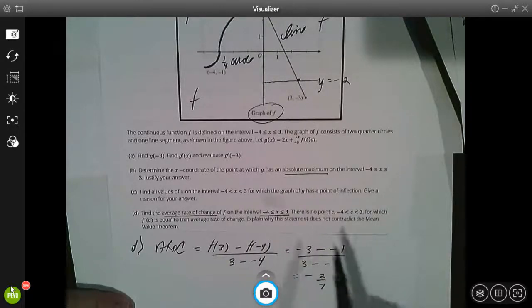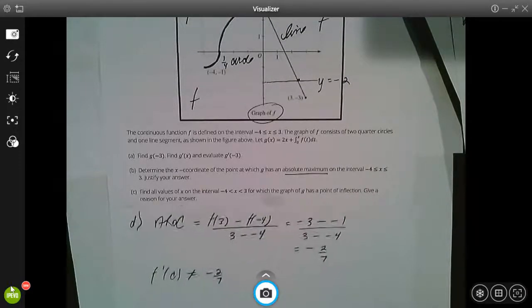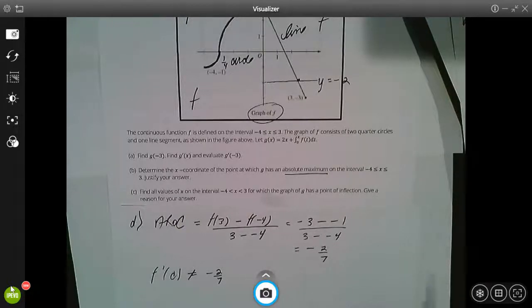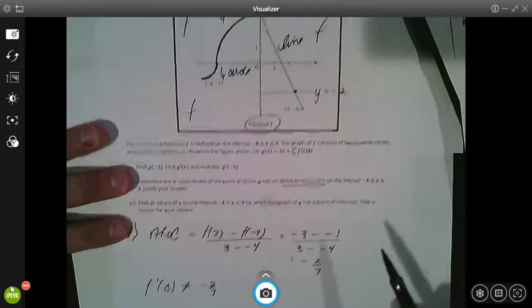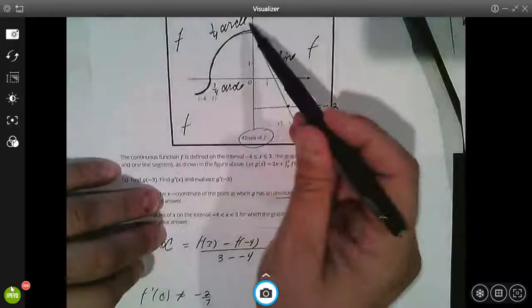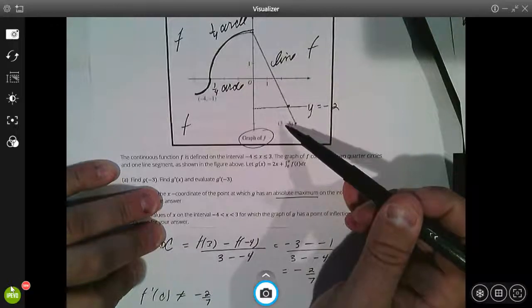Now, we're told that there's no point on this interval -4 to 3 for which f prime of c is equal to the average rate of change. f prime of c is never equal to -2/7. And they want to know why this isn't a contradiction to the mean value theorem. Well, think about this. What do we know about the mean value theorem? To use the mean value theorem, the function that you're talking about has to be two things. It has to first be continuous. This graph is continuous, but the graph also has to be differentiable.